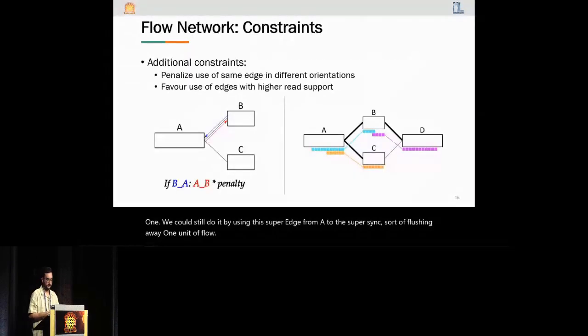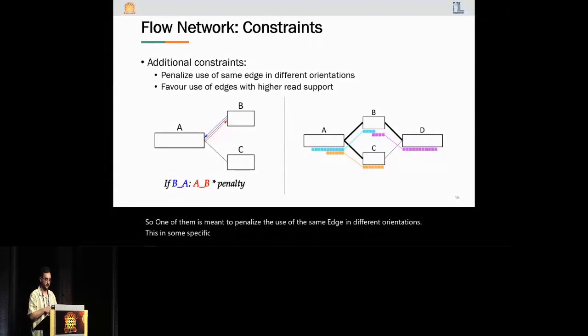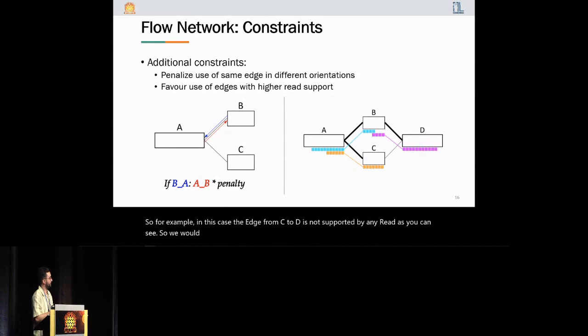Additionally, we apply two more constraints. One of them is meant to penalize the use of the same edge in different orientations. In some specific cases it might make biological sense, and that's why we penalize it but still allow it. But usually we don't want this. And the other one, on the right side, aims to favor the use of edges supported by more reads. So for example, in this case, the edge from C to D is not supported by any read, as you can see, so we would favor the use of the other 3 edges instead.